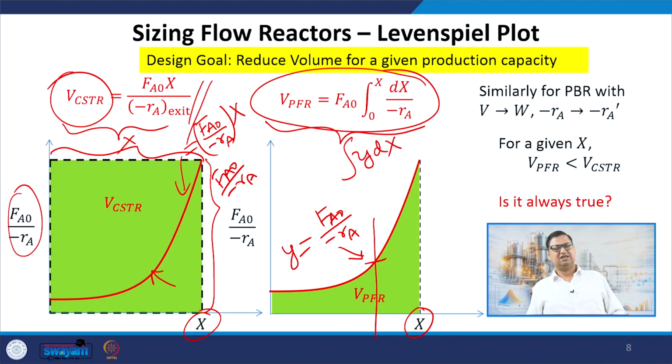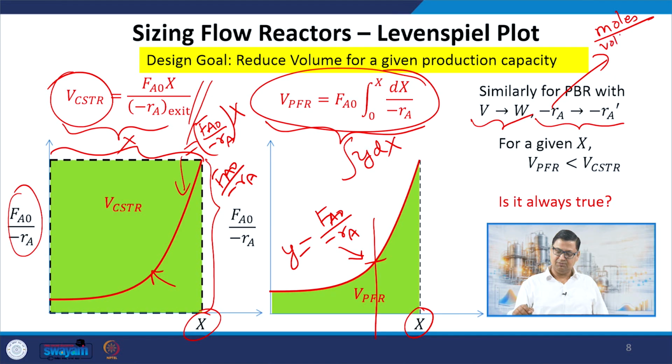And now we can use the same idea again for heterogeneous reactor. I had modeled the packed bed reactor as a PFR and a fluidized bed reactor as a CSTR. All that will change, we will replace the volume by the weight, and we will replace the minus Ra with minus Ra prime. Minus Ra, again to emphasize, was moles per unit volume per unit time, and minus Ra prime is moles by weight of catalyst per unit time.